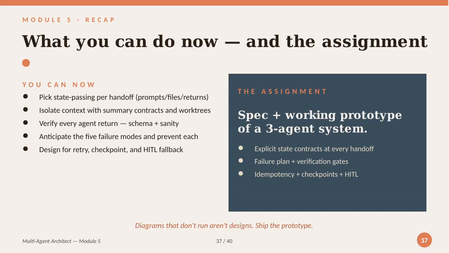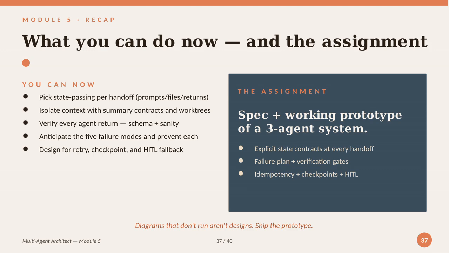Quick recap. By the end of this hour, you can do 5 things. Pick state passing per handoff, prompts, files, or tool returns, based on what fits the data. Isolate context with summary contracts and worktrees so long sessions don't drift. Verify every agent return, schema first, sanity second, dedicated verifier when warranted. Anticipate the 5 failure modes and prevent each with a named pattern. Design for retry, checkpoint, and human-in-the-loop fallback so your system survives transient problems.